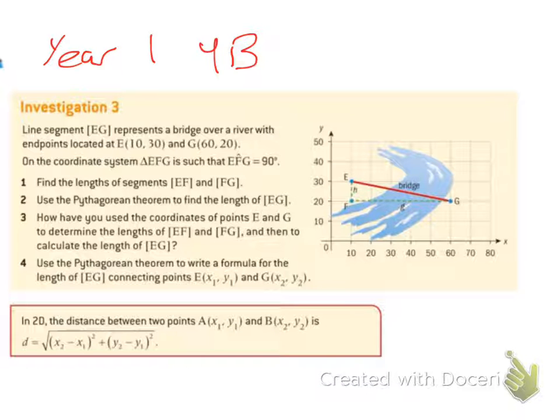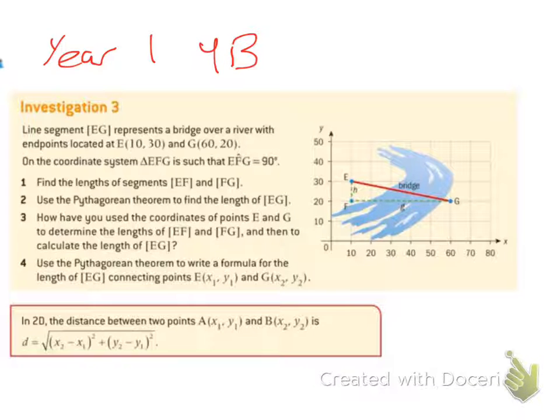Okay, guys, year one, this is 4B. We're going to talk about the distance formula. I'm not going to go into a lot here, because you guys already know what the distance formula is, we've done this before. What it really comes down to is that you have two points, x1, y1, x2, y2, and distance is the square root of (x2 minus x1) squared plus (y2 minus y1) squared, the quantities.